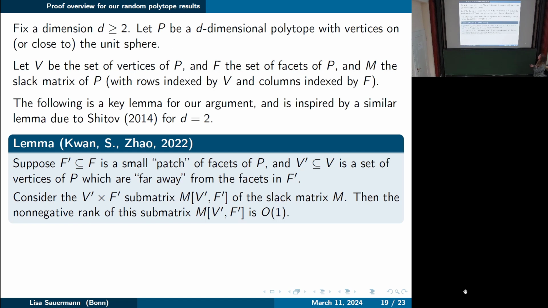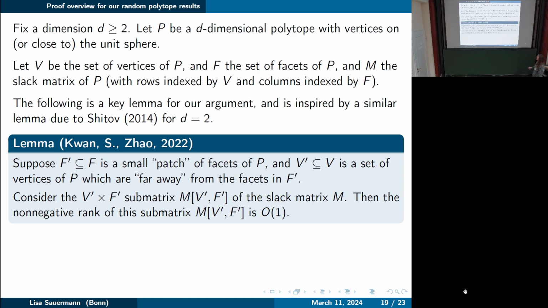Okay, and the following is a key lemma for our argument, and it's inspired by a similar lemma due to Shitov, specifically for the two-dimensional case. And basically what this lemma does, so overall, remember we want to upper bound the extension complexity. So that means we want to upper bound the non-negative rank of the slack matrix.